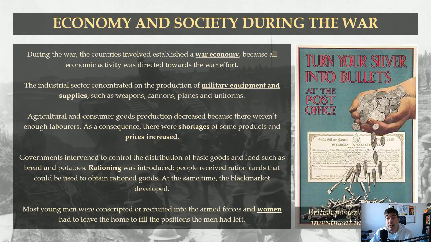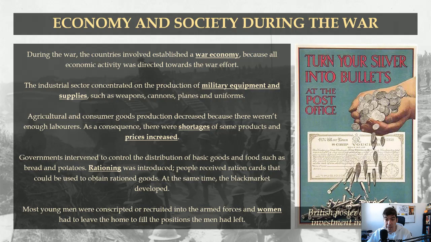The economy and the society during the war. All the countries involved established a war economy, so they redirected all the economic efforts towards the war industry. The industrial sector concentrated on the production of military equipment and supplies: weapons, cannons, planes, uniforms, ammunition, etc. The agricultural and consumer goods production decreased. Why? Because there weren't enough laborers. They were conscripted in the army.